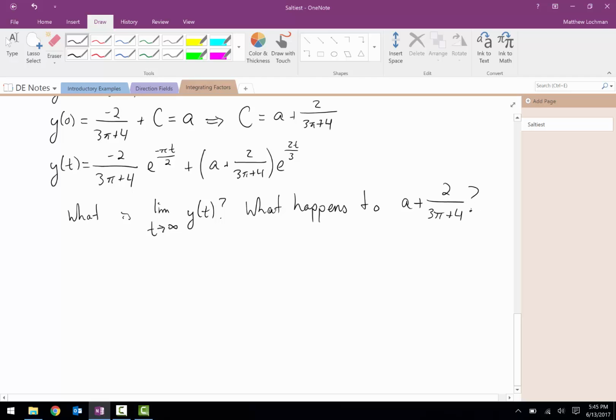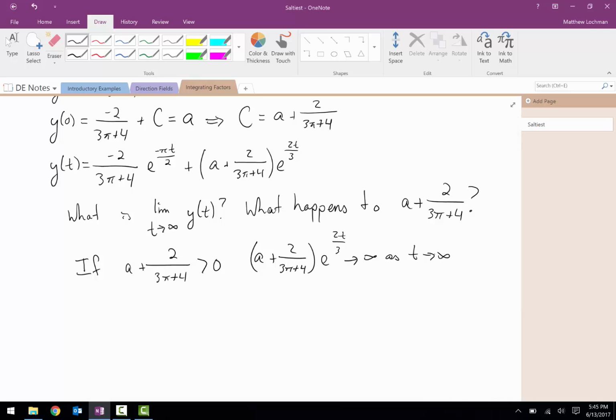Okay, well, we basically have three cases. If this thing, a plus 2 over 3 pi plus 4, is a positive number, then that whole term is going to go to infinity. Okay, then a plus 2 over 3 pi plus 4 times e to the 2t over 3 is going to go to infinity as t goes to infinity. Because remember, the exponential function just goes to infinity no matter what. So if the coefficient in front is positive, the whole term goes to positive infinity.